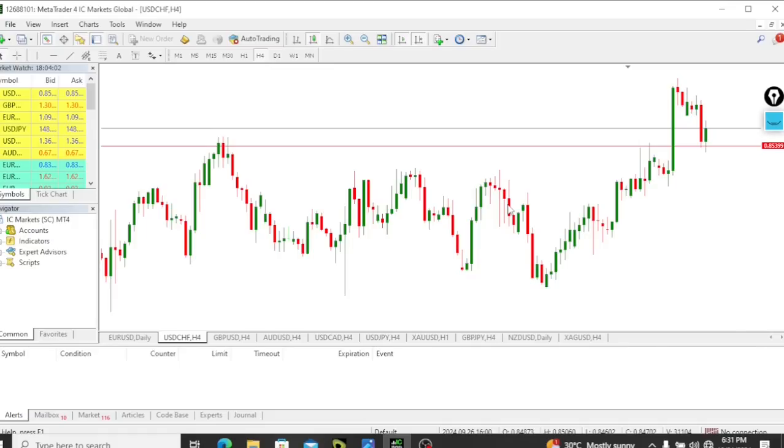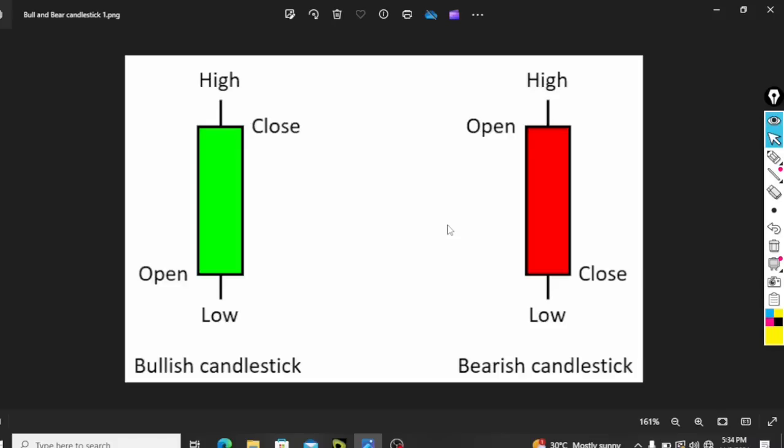Alright. Hello traders. These are the two candlesticks that we have. We have the bullish candlestick, indicated by the color green, and we have the bearish candlestick, indicated by the color red. Let's go back to the bullish candle because that is where we are going to start today.